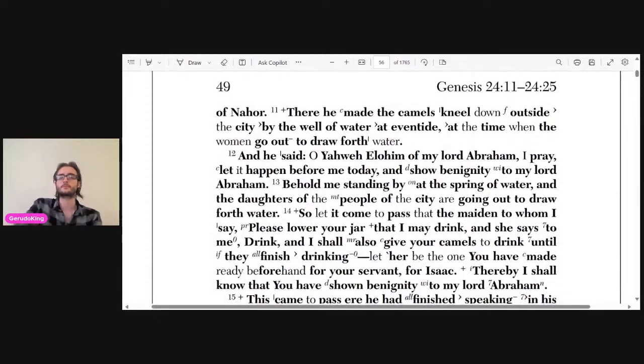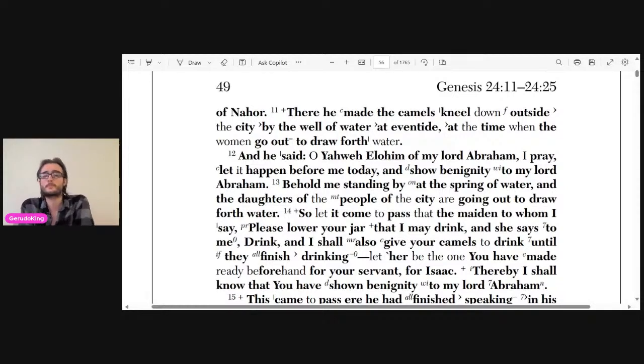There he made the camels kneel down outside the city by the well of water at eventide, at the time when the women go out to draw forth water. And he said, "O Yahweh Elohim of my lord Abraham, I pray, let it happen before me today, and show benignity to my lord Abraham.